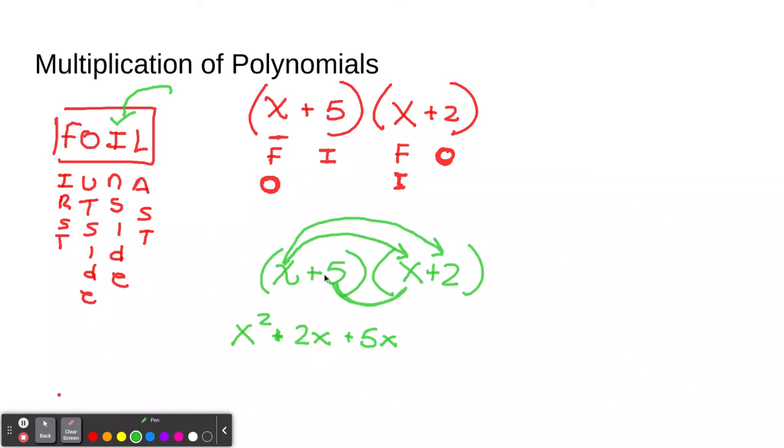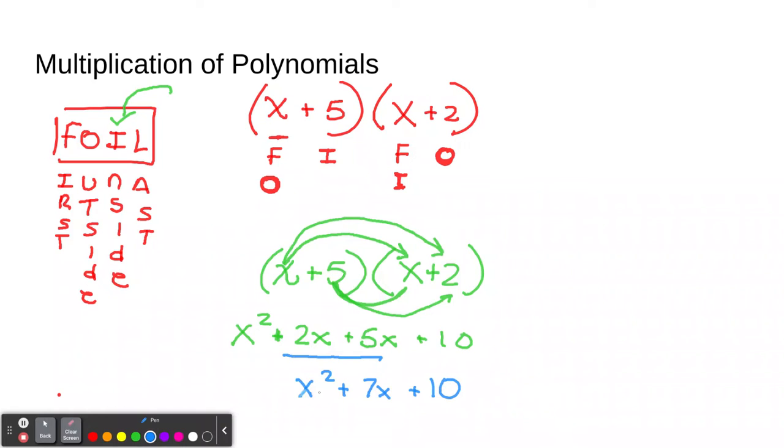And then we have the last terms. 5 is the last term, and so is 2. And that'll be 10. Now, we're not done yet. We have to, remember, combine like terms. And if you can see, I'm going to use blue, 5x and 2x become 7x. So this will be x squared plus 7x plus 10.